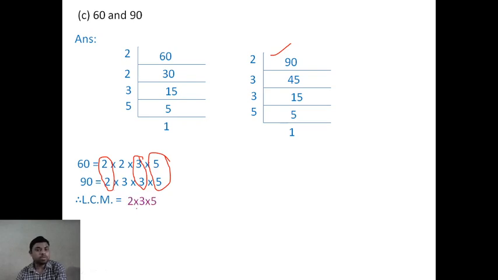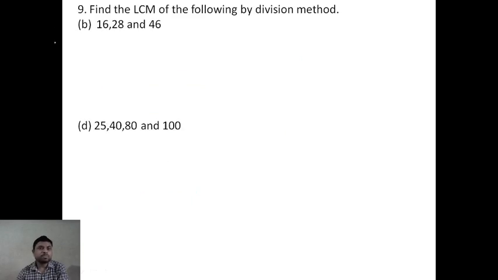Give the multiplication sign. Now which is extra? Here 2 is extra, here 3 is extra. So write the extra factors. So first write the common factors, then write the extra factors. Then do the product. So the answer will be 180. Is it clear, my dear students? So this method is called finding LCM by prime factorization method. Now find the LCM of the following by division method.